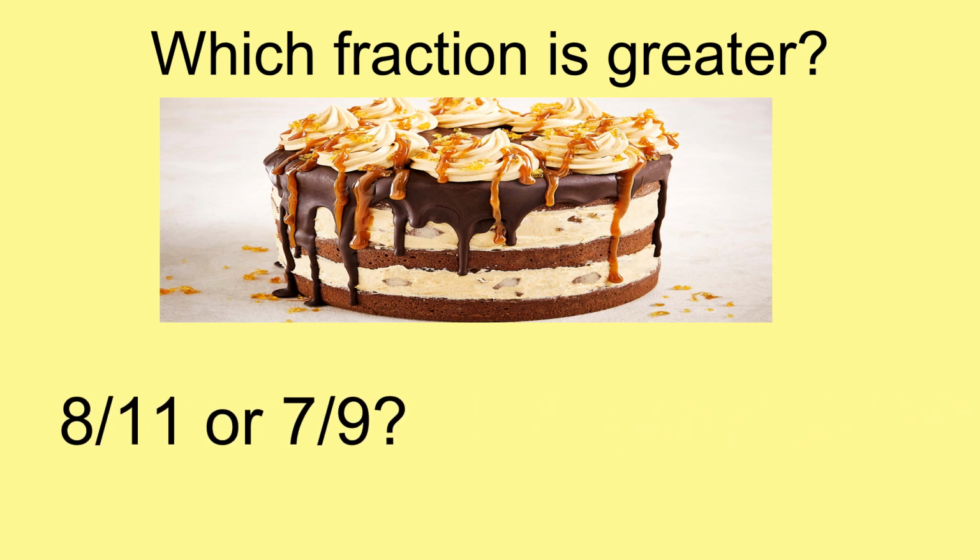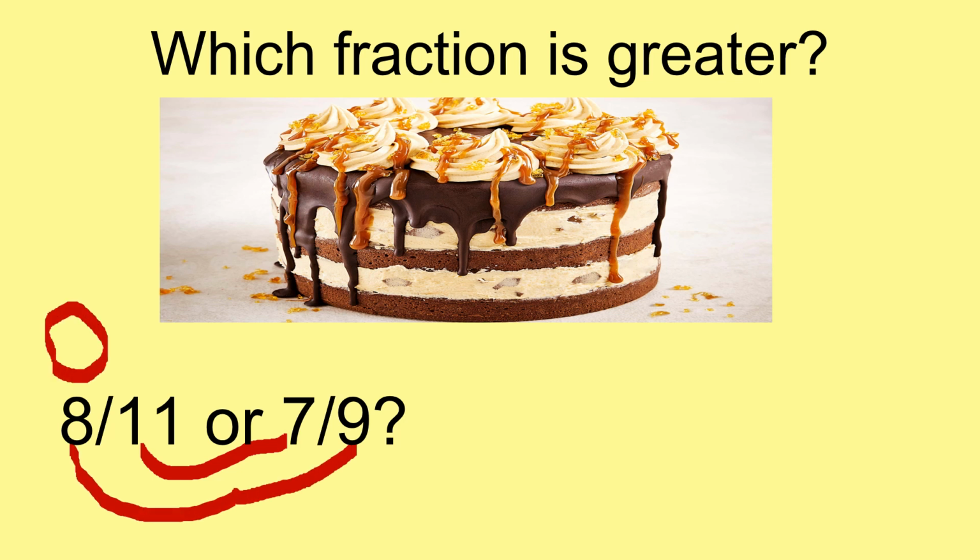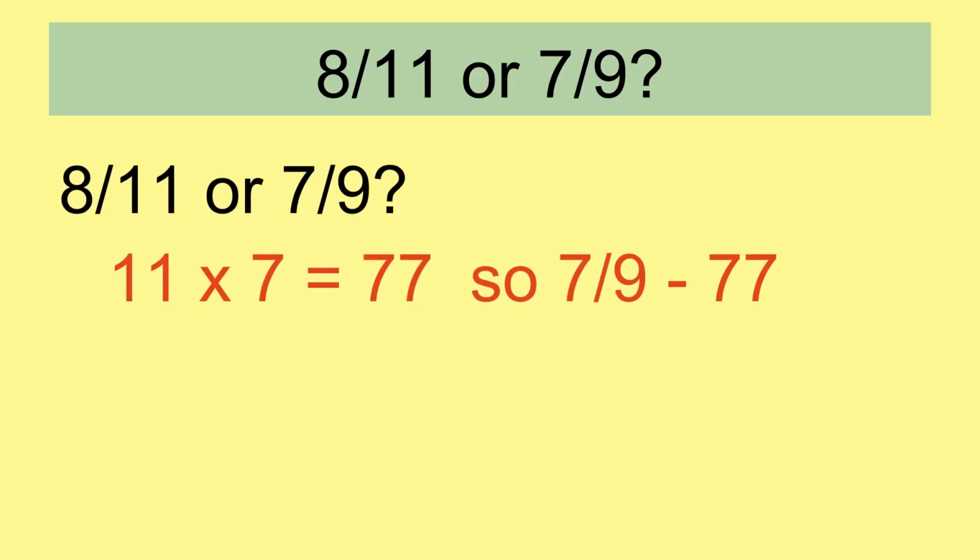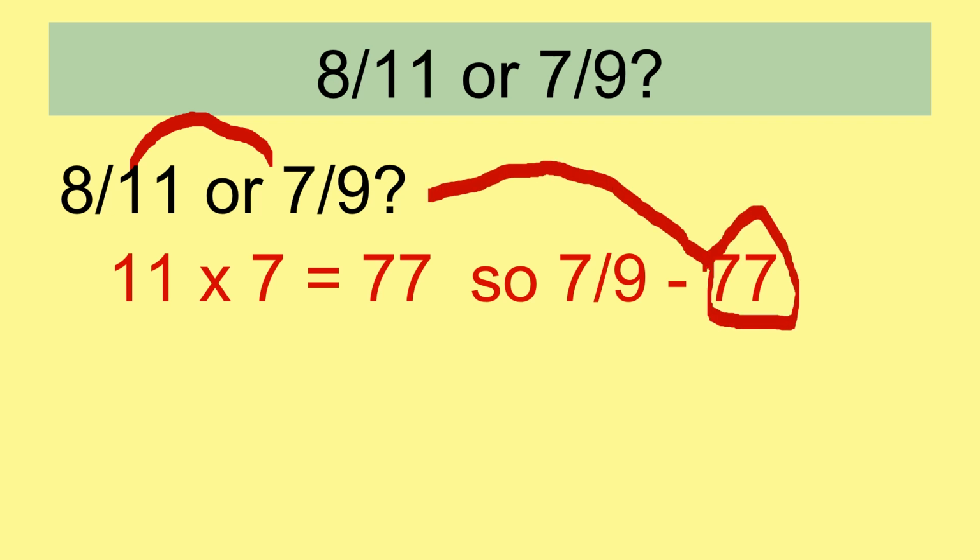Let's try one more. 8/11 or 7/9. So remember, the 11 is multiplied by the 7, and the 9 is multiplied by the 8. The score goes to the numerator side. So the 11 times 7, the score will go here. So 8/11 or 7/9. 11 times 7 is 77. So 7/9 is scoring 77, we can say.